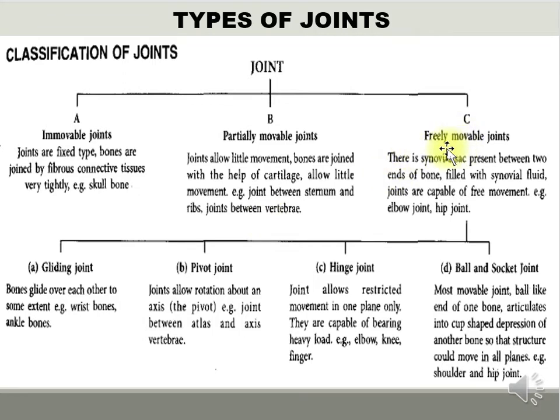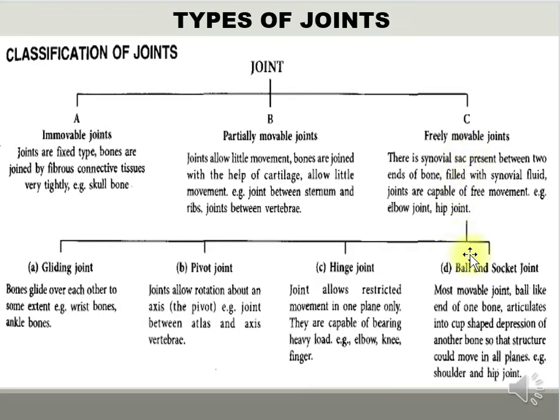Then the third category is freely movable joints. In freely movable joints, the bones at the joint are capable of free movement. And because they move freely, there is a fluid between the two bones, known as synovial fluid, so there is minimum friction. Such joints are also called synovial joints. We find them at the elbow and the hip joints, and also the shoulder joint and the knee joints.